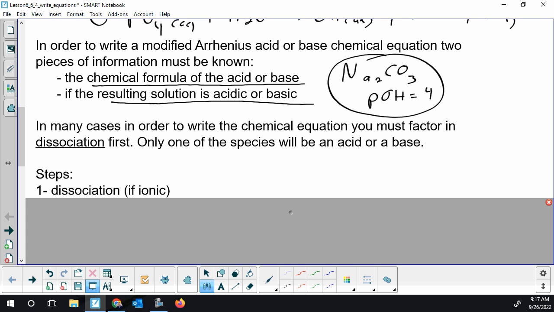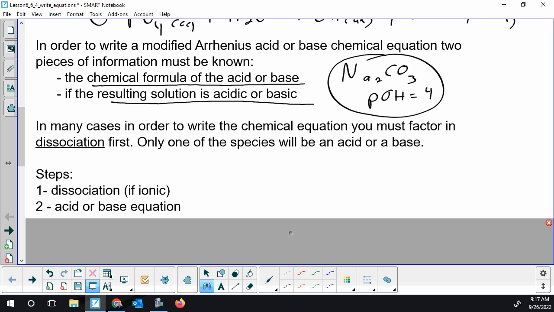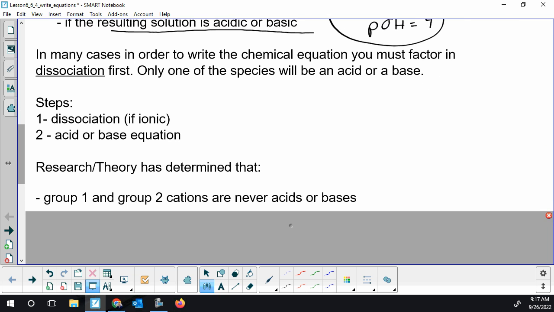So I've been labeling that step 1 in my notes up above. And then second, which I was labeling 2, do that modified Arrhenius equation. And then just getting it in notes. This is going to save you so much time. Realizing that group 1 and 2 cations are never acids or bases. Step 1, that dissociation is something that many of you will just start doing in your heads and not writing out when you're practicing problems.